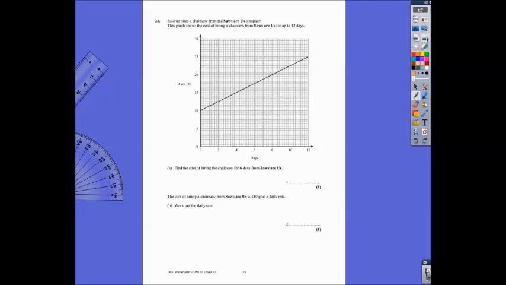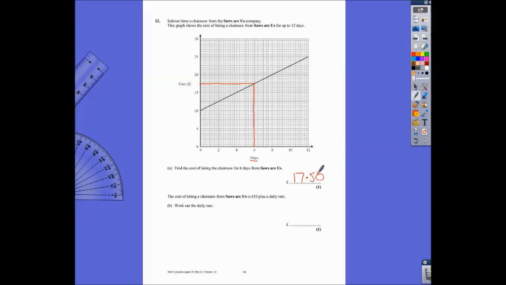Question 22. Shalom hires a chainsaw from Saws or Us. The graph shows the cost of hiring a chainsaw from Saws or Us up to 12 days. Find the cost of hiring it for 6 days. So days along the bottom, as accurately as you possibly can, you go up to the line and across over here. And you can see that that's exactly in the middle of 15 and 20. So in the middle of 15 and 20 is £17.50.